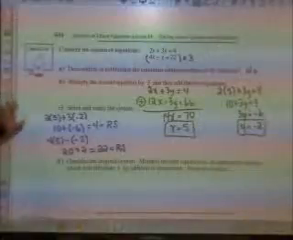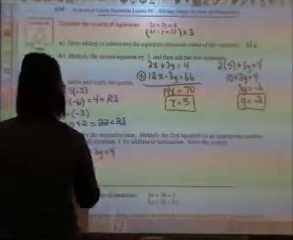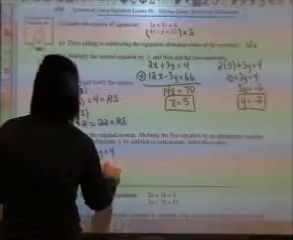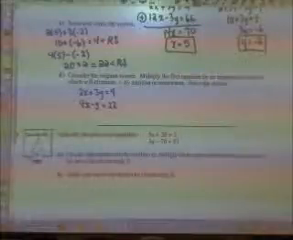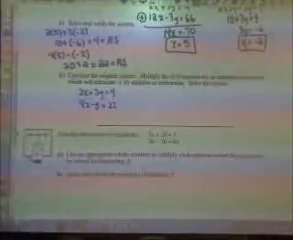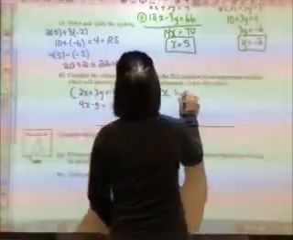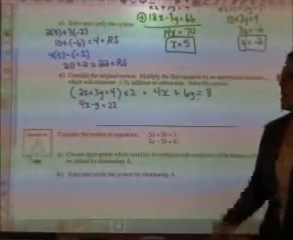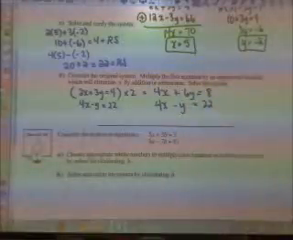If I go back to my original system, 2x plus 3y equals 4, and 4x minus y equals 22. Instead of multiplying the second equation by 3, could I multiply the first equation by an appropriate number that I could then use elimination for? 2. Why 2? Because 2x times 2 would be 4x. And then I would have my 4x minus y equals 22. And then would I add these or would I subtract them?